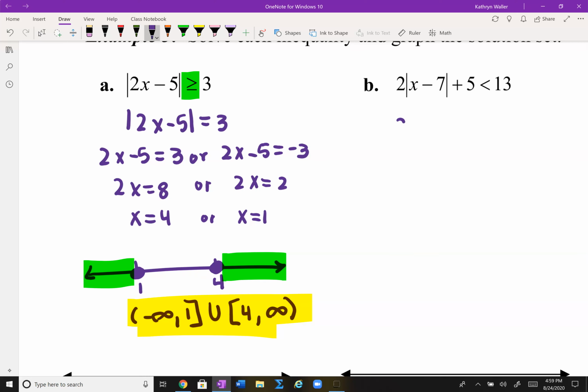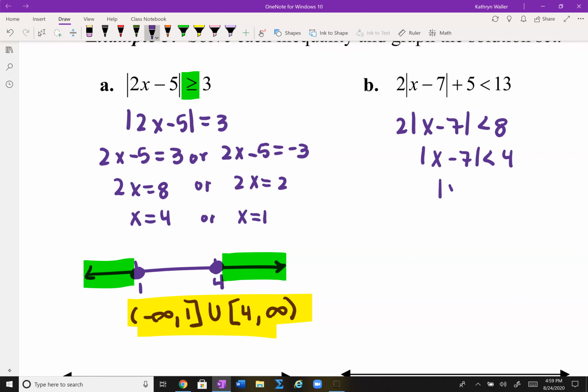Okay, step 1, move the 5 over. It's going to become a negative. 13 minus 5 is 8. It's still not alone because of the 2, so I'm still on step 1. So you have the absolute value of x minus 7 is less than 8 divided by 2, which is 4.